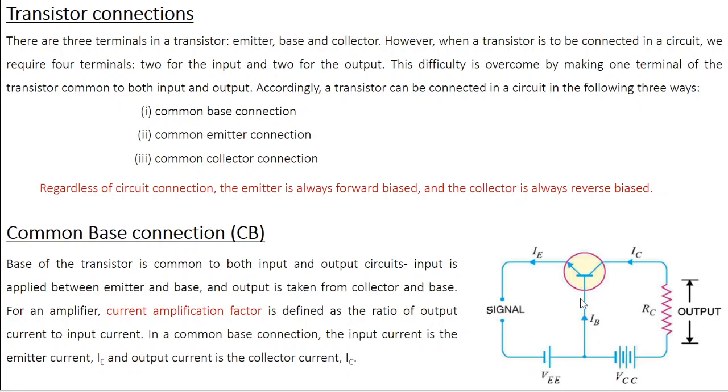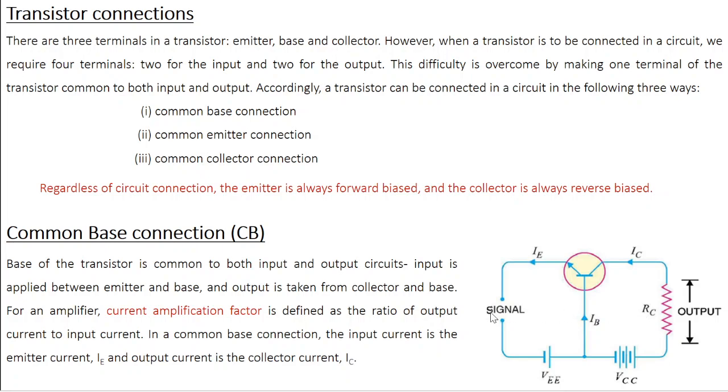So here you can see, if you look at the emitter side or the input side, the P side is connected to positive, N side is connected to negative. This is forward bias. Here the collector, N side of the collector, is connected to the positive terminal, so this is reverse bias.